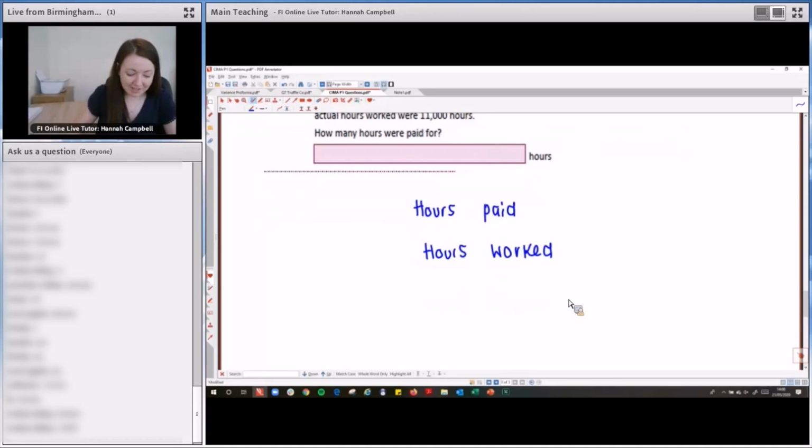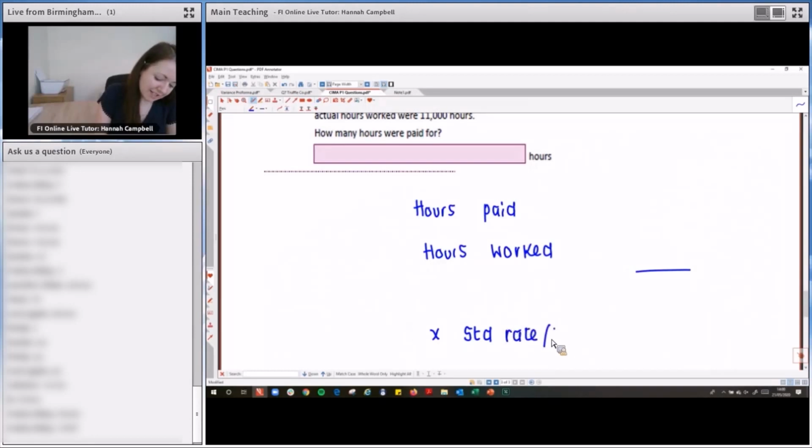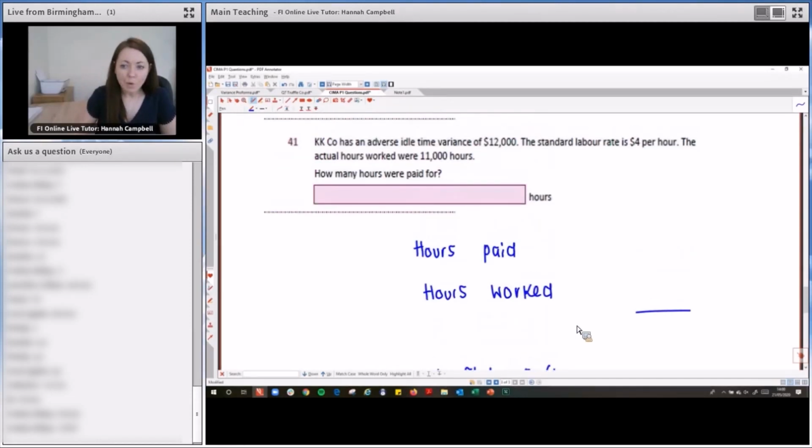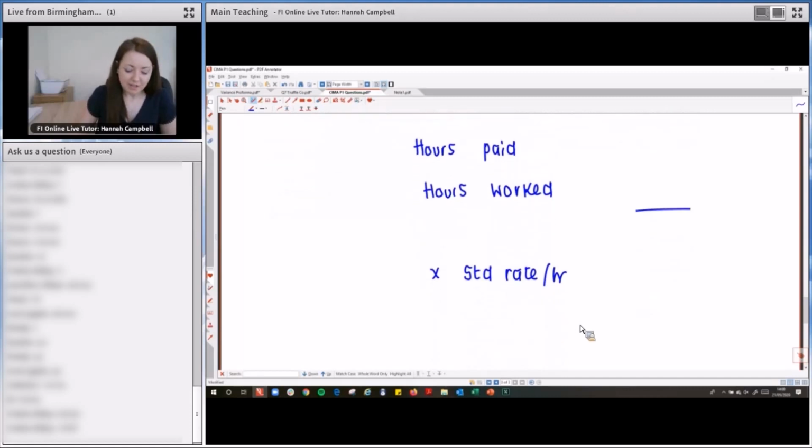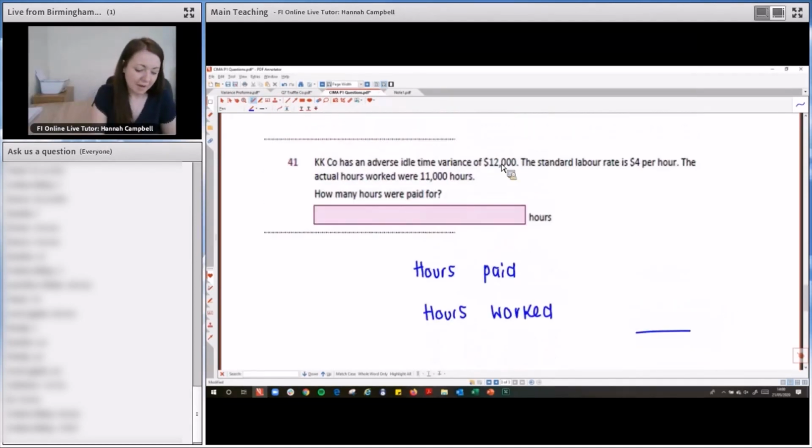So hours paid compared to hours worked, okay, and then we work out the variance and we multiply by the standard rate per hour, okay. So let's fill in what we know from the question. So we've been given the variance, so we know the answer to the variance is 12,000 adverse, okay. So that's that bit of information.